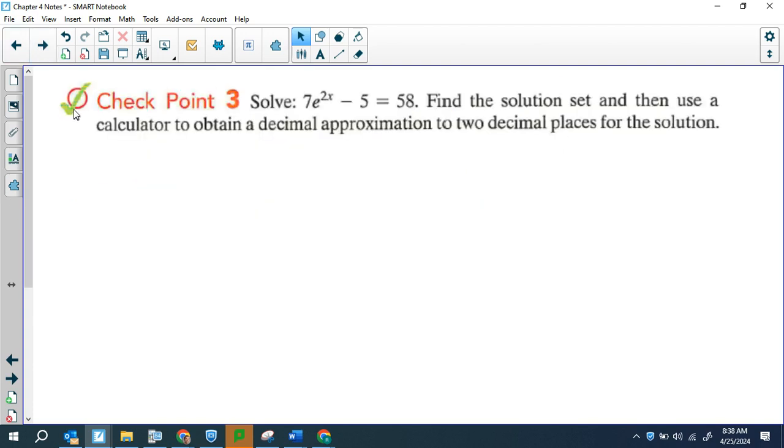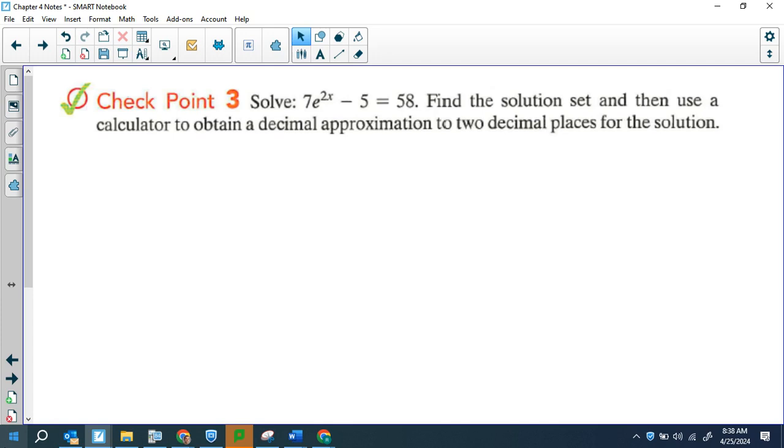So let's look at checkpoint 3. It's 7 times e to the 2x, and then minus 5 equals 58. So this one has a little bit more going on because we're not just given the base and the exponent right away. So this is where we really want to follow our steps from yesterday.